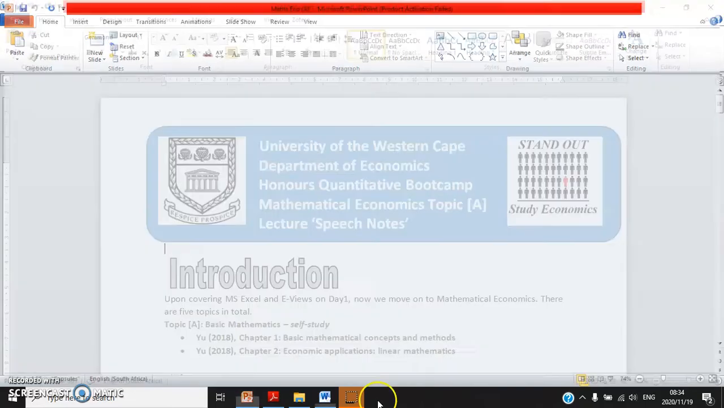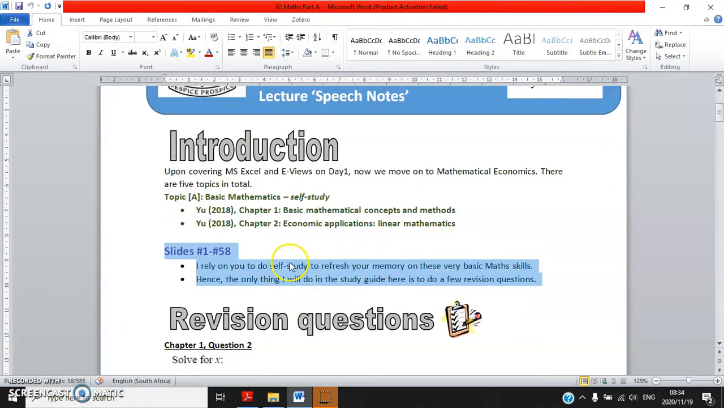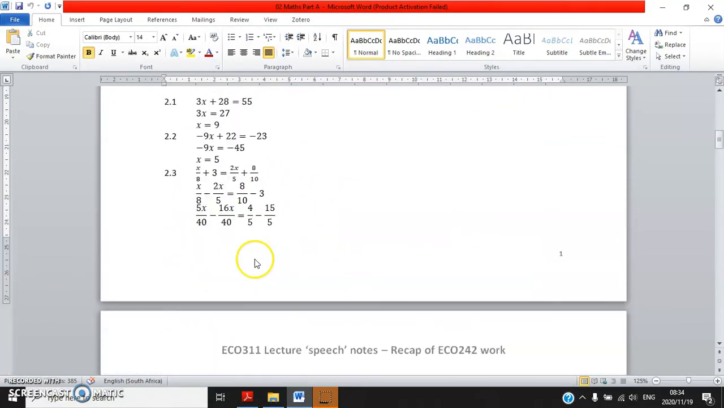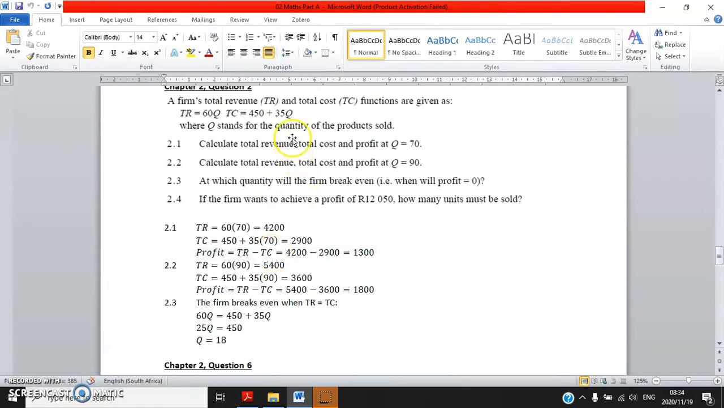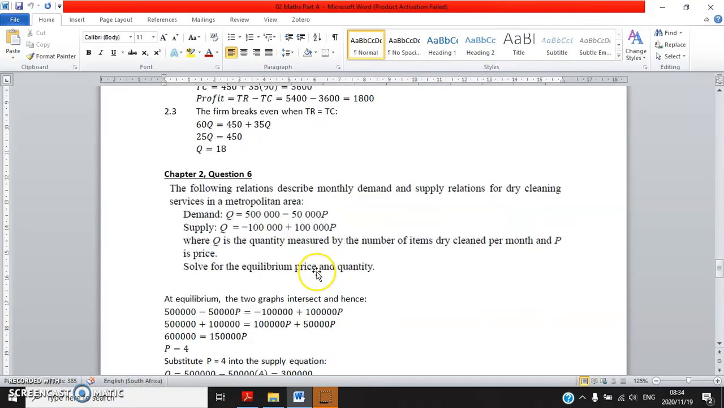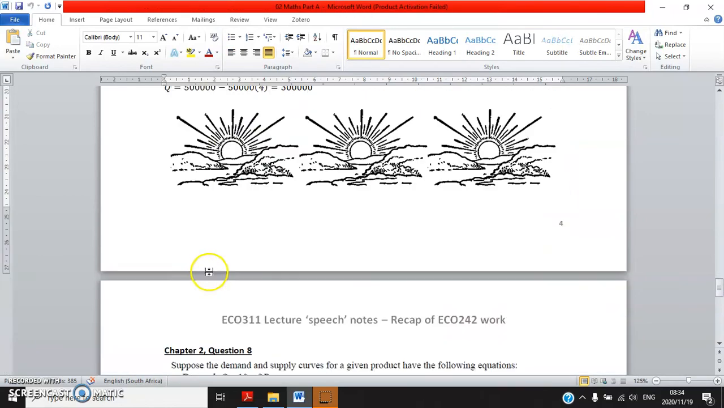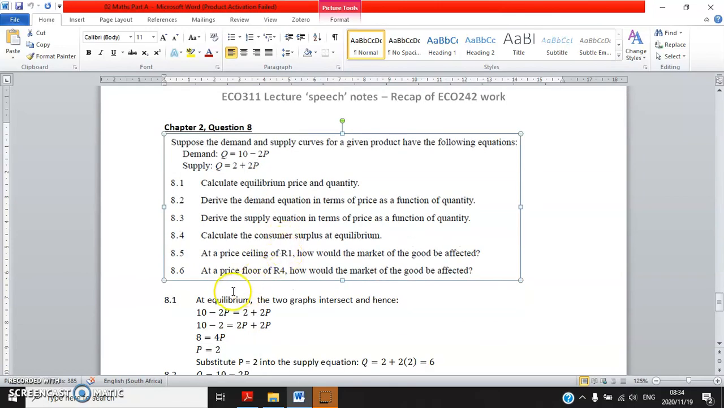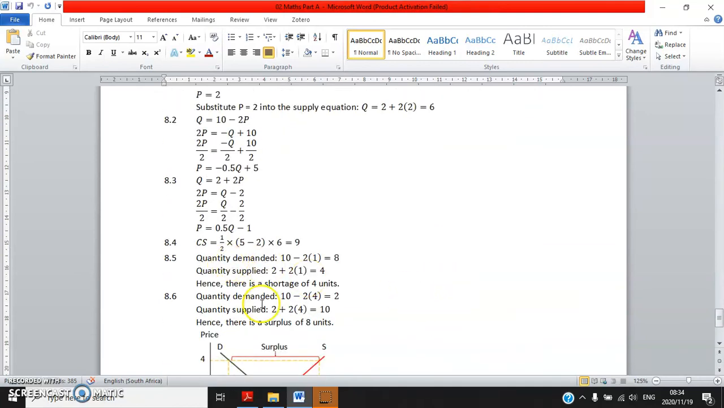Okay, so that's it. And then in the study guide, you see I didn't type much in the study guide, but then I give you some revision questions to do, okay? And then interestingly, for the last few revision questions, they are economic applications, okay? So this is an example, linear mathematical economic problems on total revenue and total cost. And then this one, I give you the demand and supply equation, then you solve for equilibrium price and quantity. This one, okay, demand, supply, you solve for equilibrium price and quantity, and then I give you a price ceiling, price floor, then you have to work out, I think it is shortage and surplus.